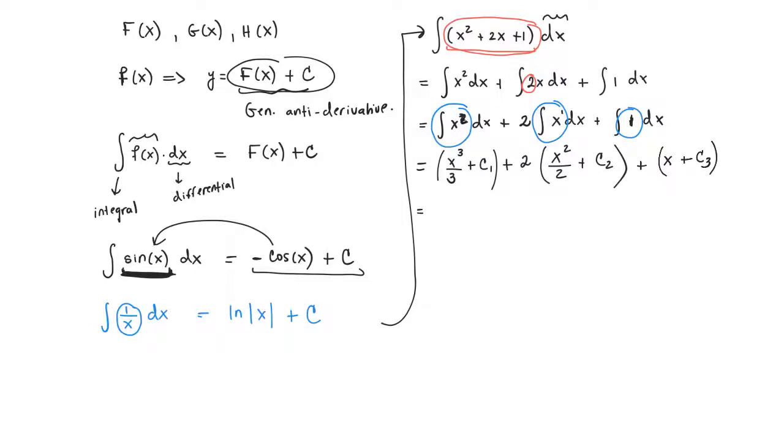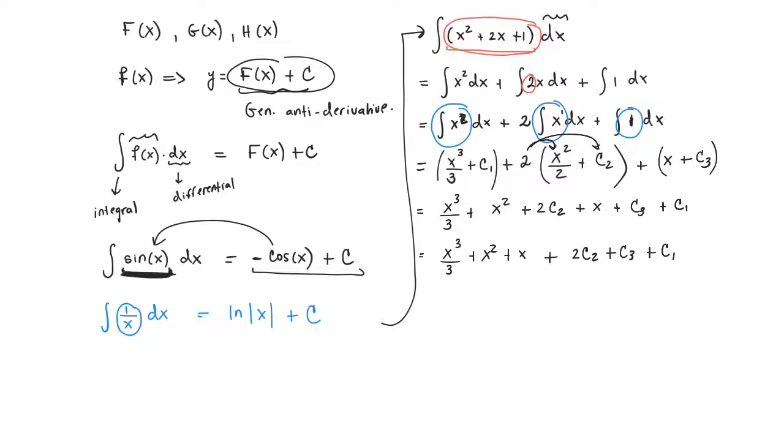So now, collecting all the terms with x and then all the constants together, here I have to distribute these 2, so we're going to have x squared plus 2c2 plus x plus c sub 3. That will give me x to the third over 3 plus x squared plus x plus, I actually lost C1 before. I apologize. I just forgot to write it down. We're going to have 2C2 plus C3 plus C1.